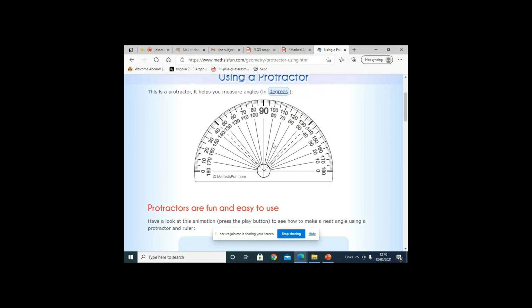This is a protractor. That's what they use to measure.